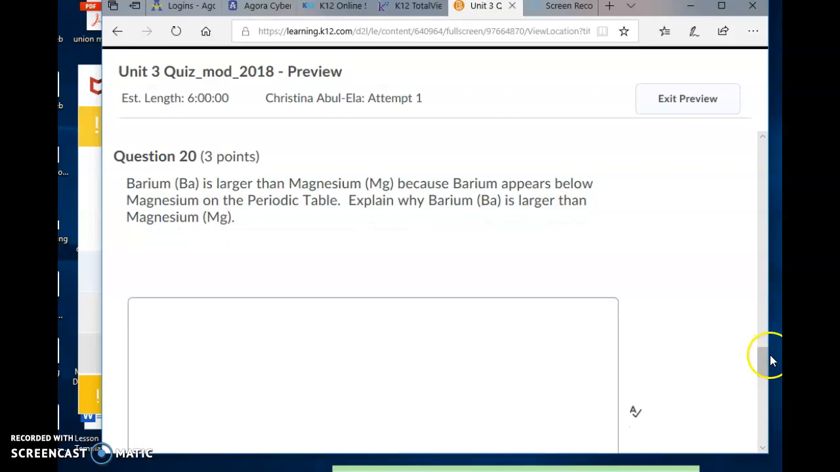Question 20 is an open-ended question. Barium is larger than magnesium because barium appears below magnesium on the periodic table. Explain why barium is larger than magnesium. You could pause the recording here and give yourself some time to answer.